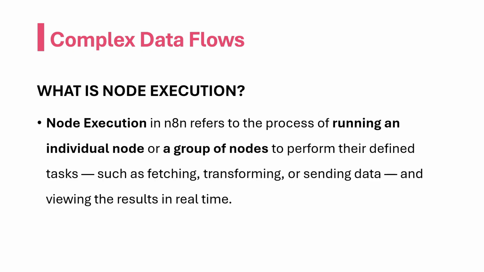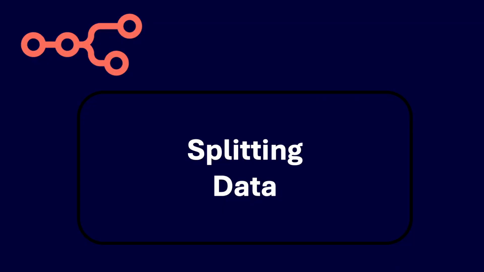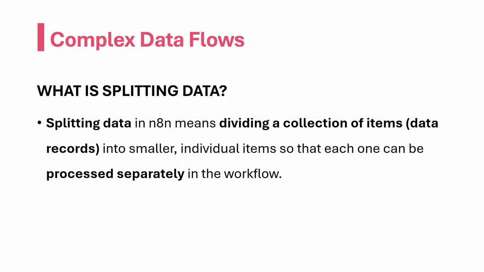Also, sometimes we receive data in bulk, like 10 customers. Maybe you want to process each record separately, send each one an email, or check their account balance individually. That's where splitting data comes in. It allows us to break the big batch into small items, so a loop can go through each item and perform the same action for all.